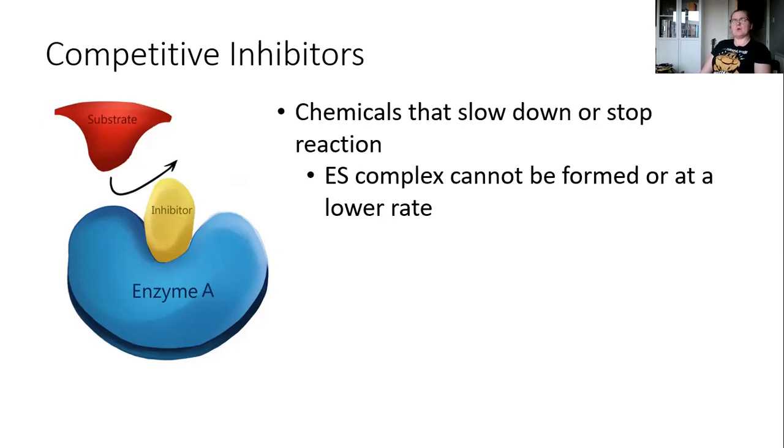So why it slows down or stops is because we may not have an inhibitor inside every single enzyme at every single active site. Some substrates may still be able to bind, whilst other enzymes have inhibitors in them that stop the substrates from binding. So the inhibitors are chemicals that are either going to slow down or stop the chemical reaction completely. And they do this by preventing an enzyme substrate complex being formed.